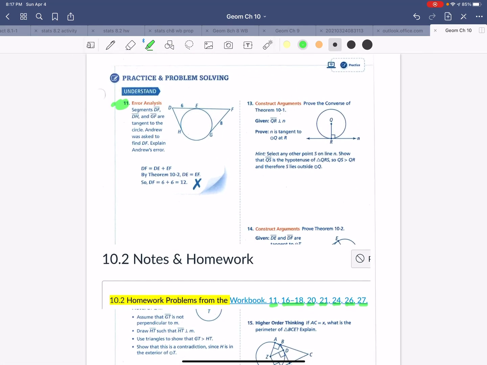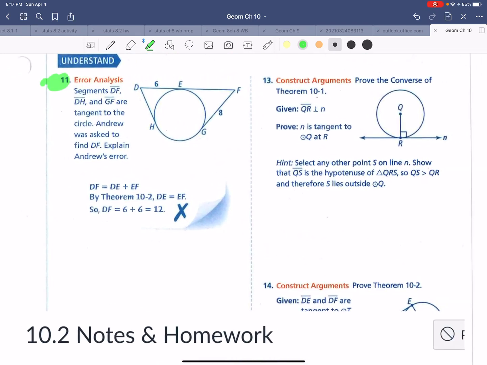So let's do it. Question 11 states, let's do a little error analysis. Segments DF, DH, and GF are all tangents. So if they're tangent and they go to the same point, we know these have to be equal. So if that's 6, that has to be 6. We also know if this is 8, this has to be 8.